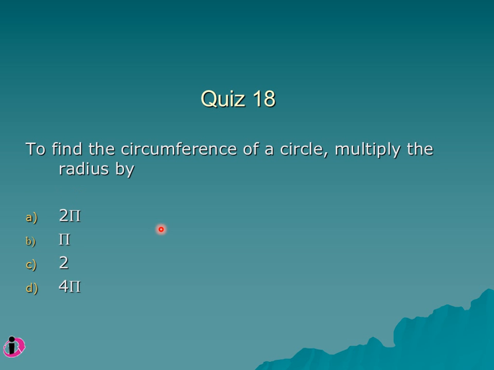If you have to find the circumference of a circle, you multiply the radius by what? 2 pi, right? Remember the formula 2 pi times r, if you know the r, right? So the right answer is A. If you know the diameter, you actually multiply the diameter by only pi, right? To get the perimeter, so the right answer is B.